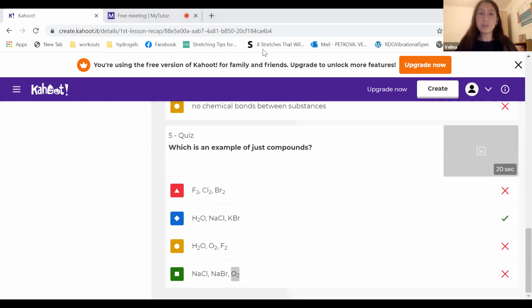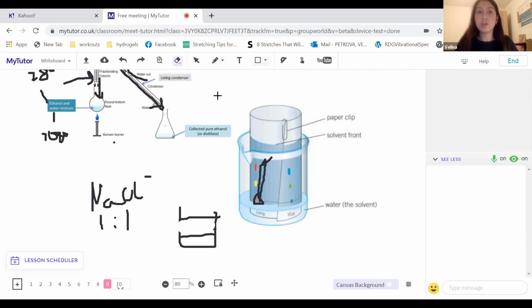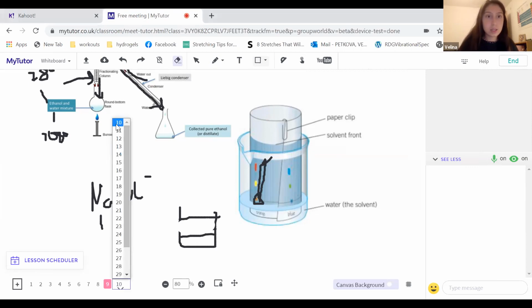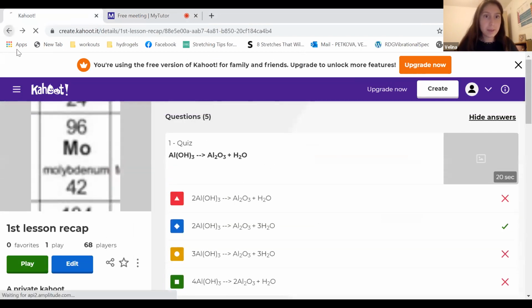A fixed composition is, say, if we had NaCl, you're always going to have one Na to one Cl. So that's a fixed composition. However, if say this is sand and this is water, that's like half sand to half water, then we could have this much water instead. So you can just change the composition ratios. Mixture and compound difference: compounds are chemically bonded, mixtures are not chemically bonded. That's the difference. Okay, so let's do the other Kahoot then.